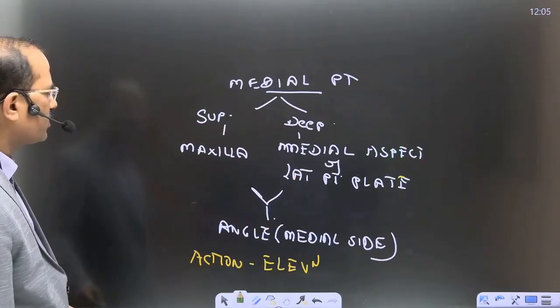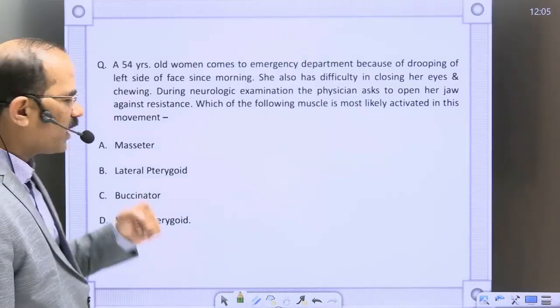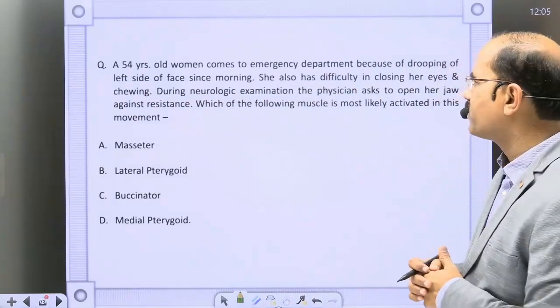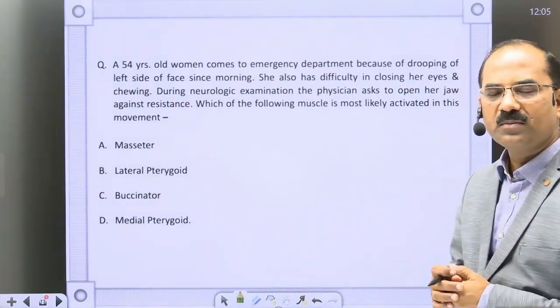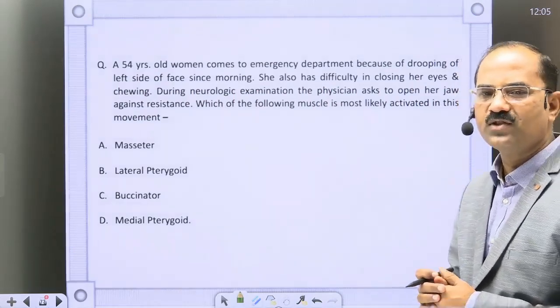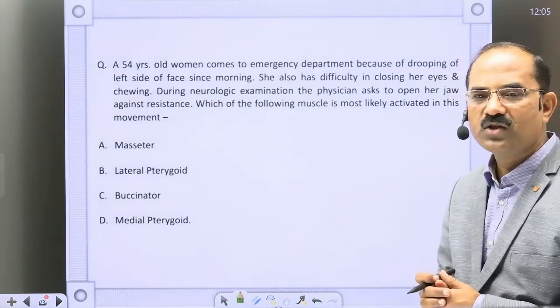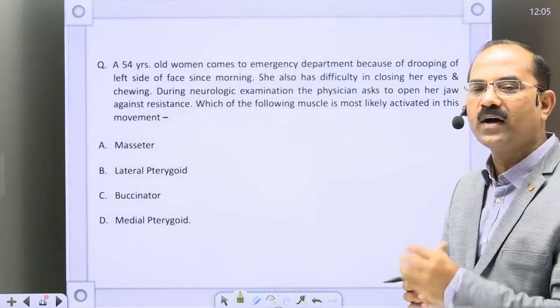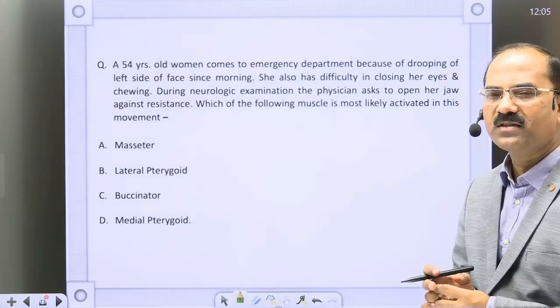The actions of the muscles are clear to all of you. Come on, answer this MCQ, a clinical type of MCQ. A 54-year-old woman comes to the emergency department because of drooping of the left side of the face, difficulty in closing her eyes and chewing. During neurological examination, the physician asked her to open the jaw against resistance. Which of the following muscles is activated?